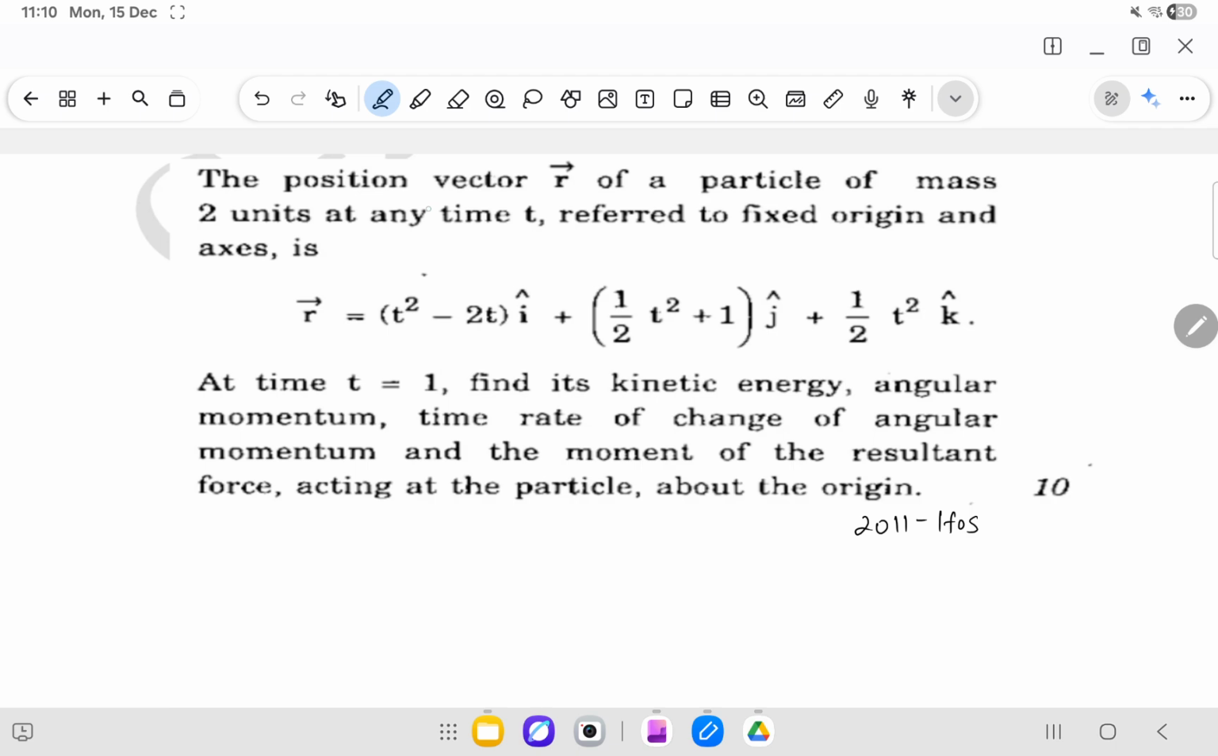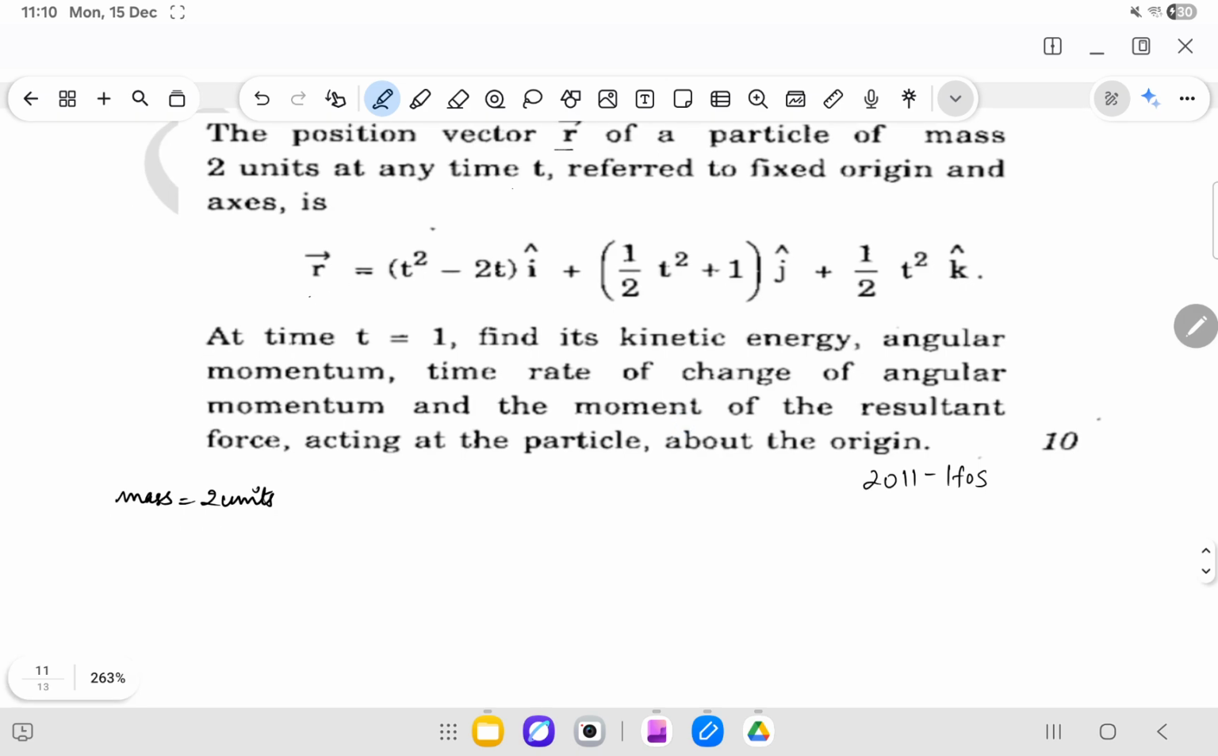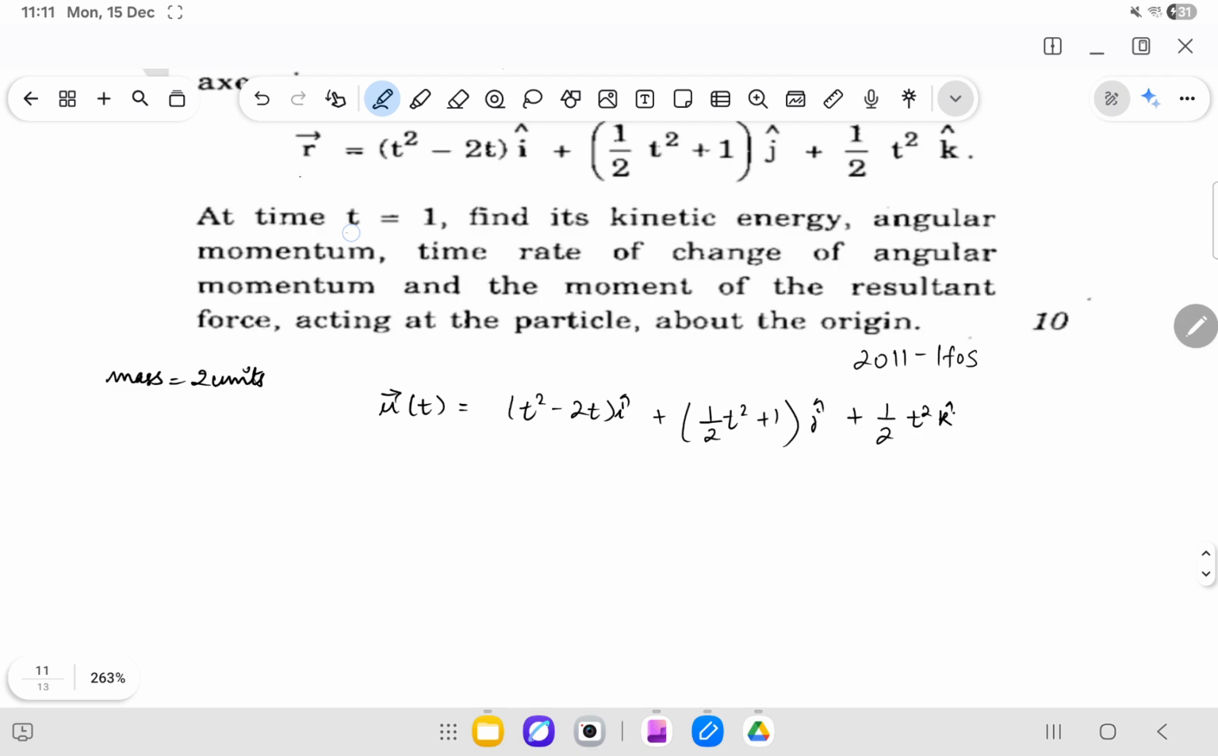The next question says that the position vector r of a particle of mass 2 units at any arbitrary time t is given as (t² − 2t) i cap plus (1/2 t² + 1) j cap plus 1/2 t² k cap. We are supposed to evaluate its kinetic energy at time t equals 1. So first let's evaluate that.